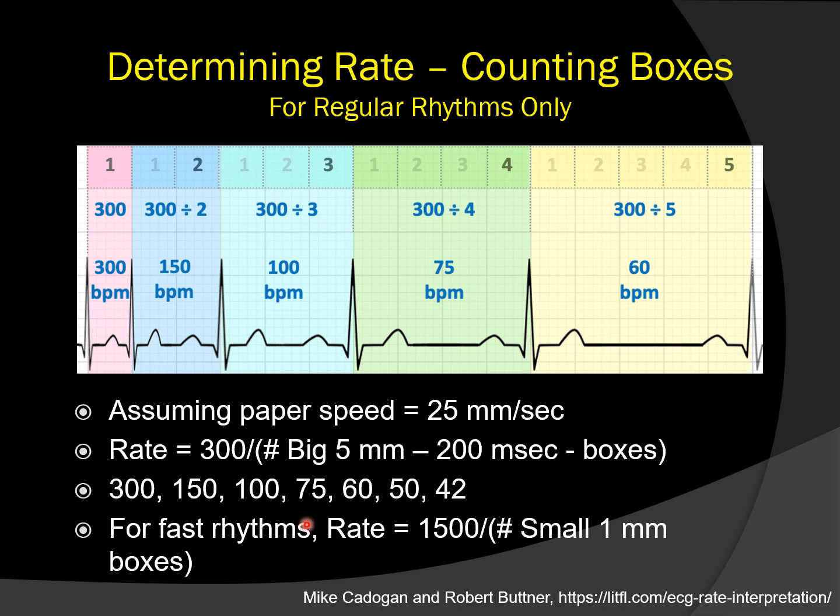You can analogously do very fast rhythms that are even faster than 300, or in the 200s and 300s, using the 1500 rule. Instead of dividing the number of big boxes into 300, you do the same thing, but you divide the number of little tiny boxes into 1500.